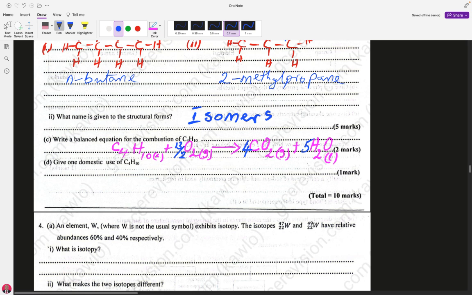So that is the complete combustion. Now let's go to: give one domestic use. One domestic use of the gas: it is used as a cooking gas. It is used as fuel for the kitchen.